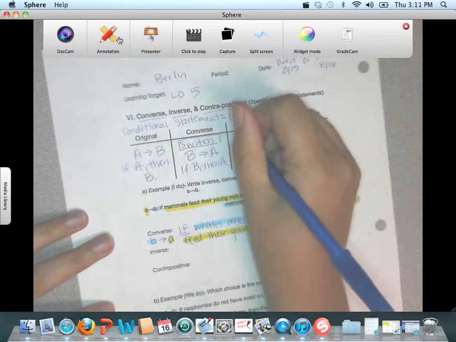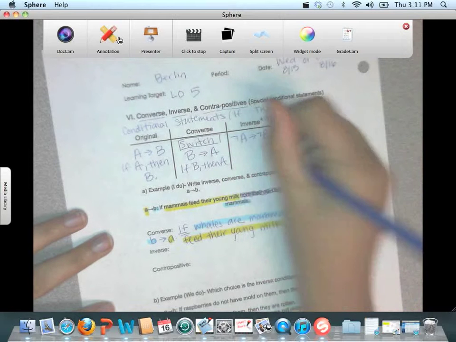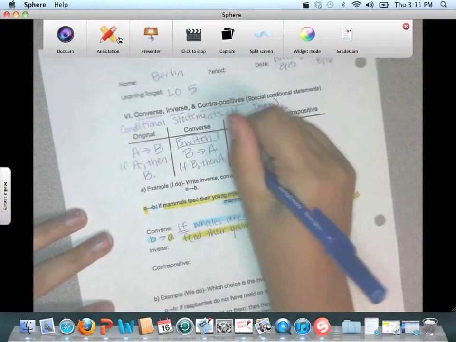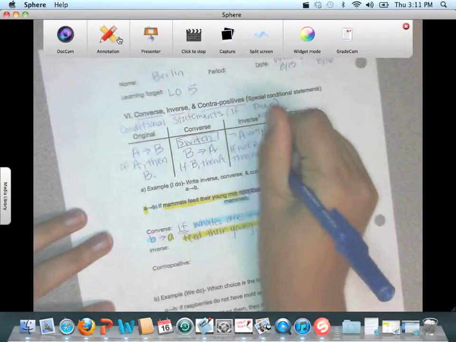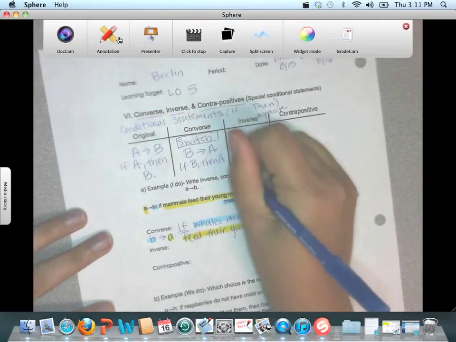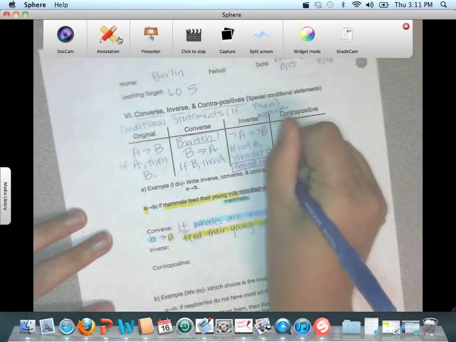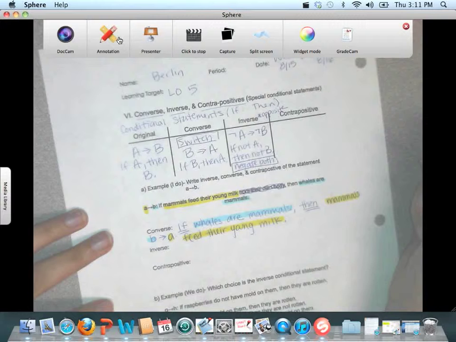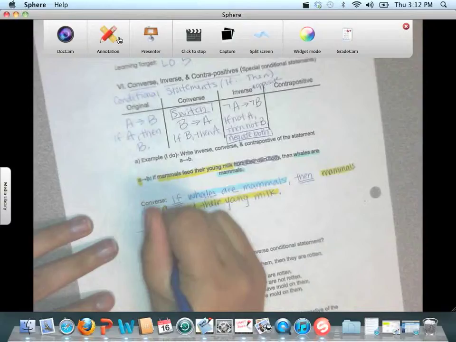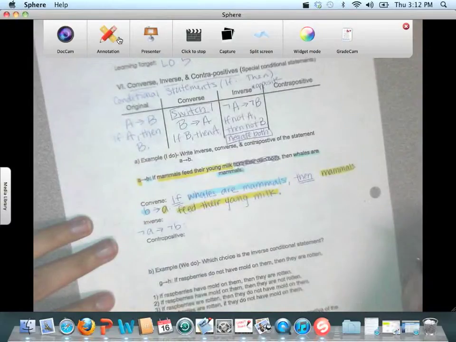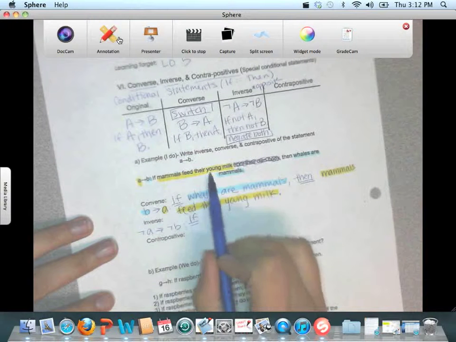statements. So it becomes not A, then not B. If not A, then not B. You need to negate both statements. So for example, the inverse, remember it becomes not A, not B. You still have the if first, but you keep the same order as the original.